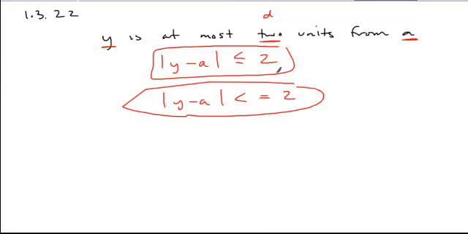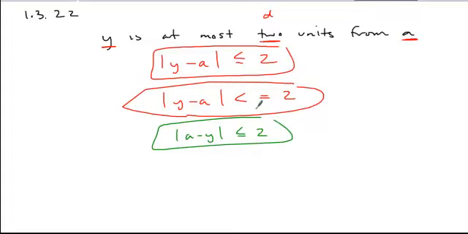Now, there's another way that you could have answered this. It doesn't matter which order you put the coordinates. So we could have taken the absolute value of A minus y is less than or equal to 2. And so that would work as well.